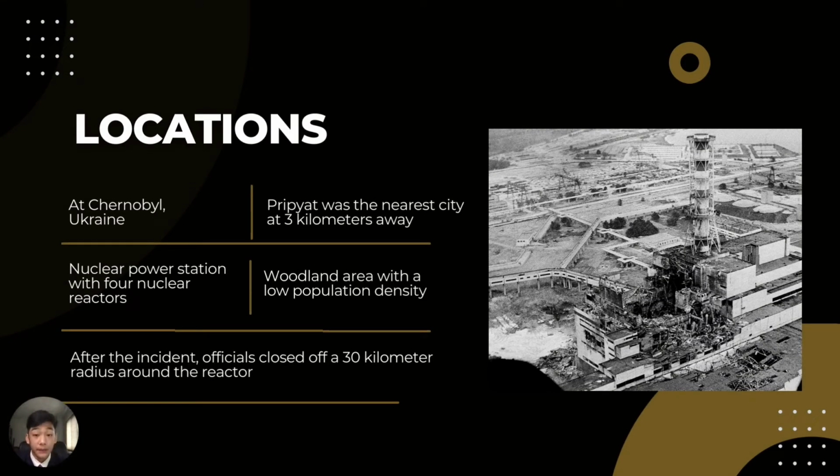On April 26, 1986, near Pripyat at Chernobyl, Ukraine, there was a nuclear power station with 4 nuclear reactors. After the incident, officials closed off a 30-kilometer radius around the reactor. What is this incident called? The Chernobyl incident, of course.